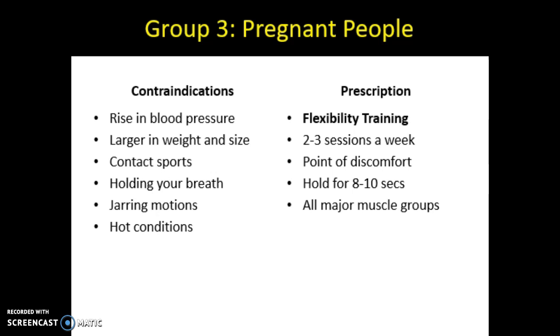The prescription that I've chosen for pregnant people is flexibility training, where they'll do 2 to 3 sessions a week, where they will do their flexibility training to the point of discomfort, as this will vary due to the stage of pregnancy that they are and to their body. They will hold the stretch or exercise that they are doing for 8 to 10 seconds, and they will do these exercises on all major muscle groups.